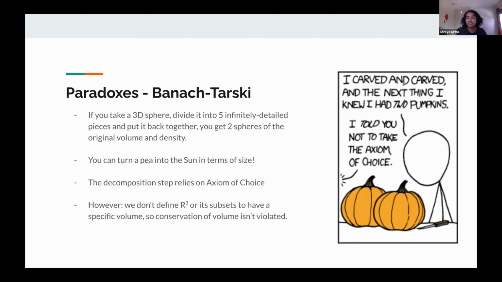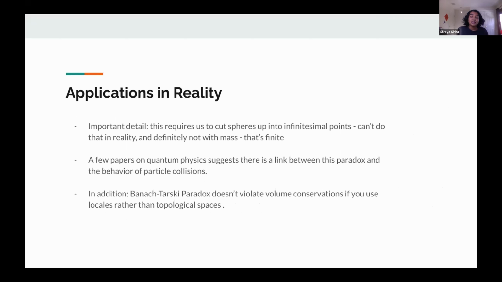And you can do so instead of using topological spaces, which is what the proof uses. You can use locales. However, in the same argument, we have to have 5 infinitely detailed pieces. We assume that matter is continuous, that our universe is continuous, which we clearly know it's not. Atoms and particles are clearly discrete. So this wouldn't hold in our reality anyway. And it's also a little interesting to think that there are a few papers on quantum physics that suggest that there's a link between this paradox and the behavior of particle collisions.